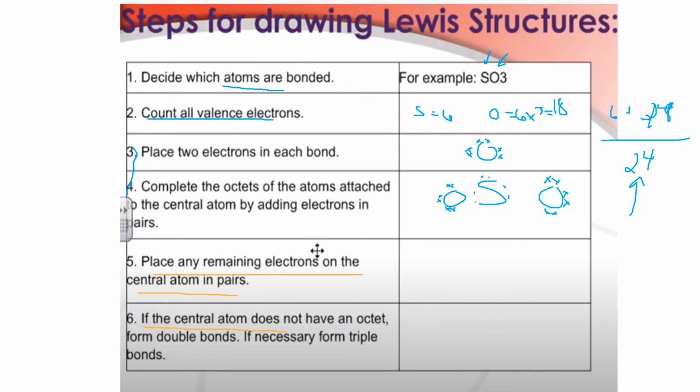In step 6, if the central atom does not have an octet, which it doesn't, sulfur only has 6 going on here, we need to form some double or triple bonds. So what's probably the easiest thing to do is to take 2 electrons, move them up here, and then we're going to have our double bonds forming. So this will look a little something like this.